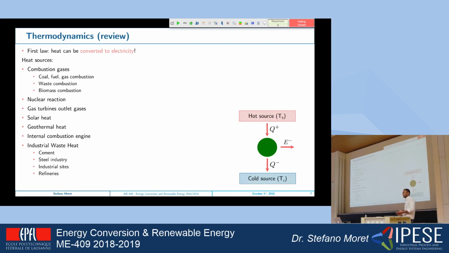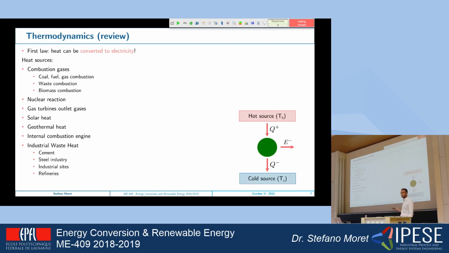So let's see now this Q plus that we have here, the amount of heat that we have available. The first law tells us that this heat can be converted to electricity. This was the main finding of the first law, understanding that heat and electricity are actually the same thing. They can be measured in the same unit, and one can be converted to the other, although work can be fully converted into heat, heat can only partially be converted to work.